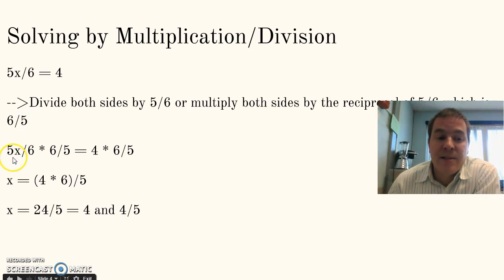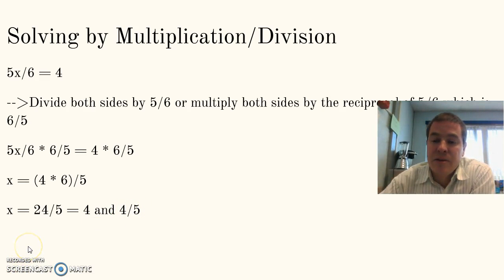So x is going to end up leaving you on the left. Then you're going to take 4 times 6, which is going to be 24/5. So x is going to equal 4 4/5. 5 goes into 24 4 times, leaving you with a remainder of 4/5.